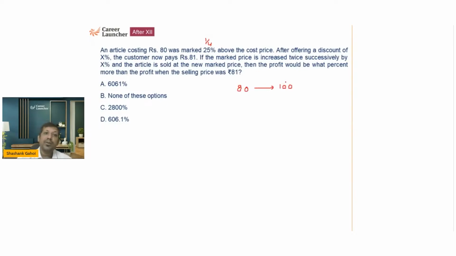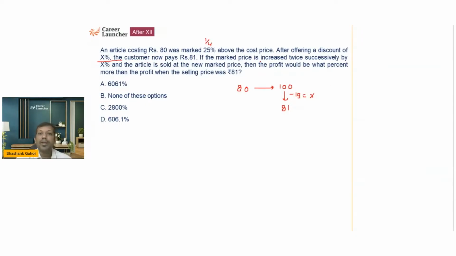After offering a discount of X percent, the customer now pays 81 rupees. Okay, fair point. So basically, the customer's selling price is 81. So how much discount is being offered? That is 19 rupees, and that is equal to X. So directly it is saying that X percent discount is equal to 19 rupees. So X is going to be 19.